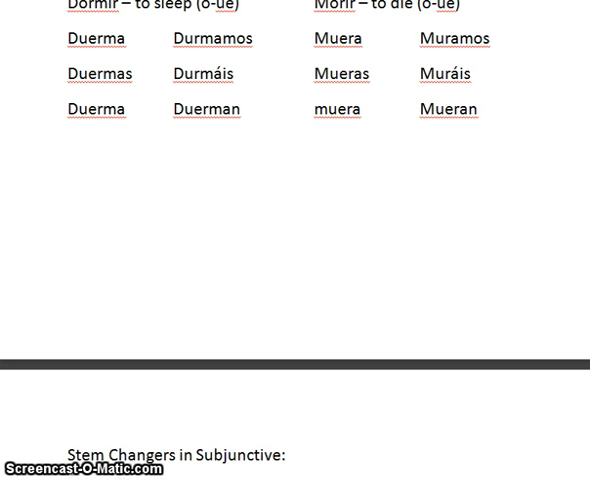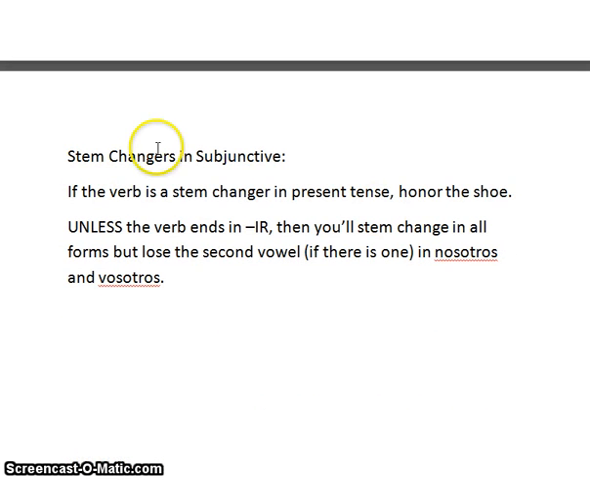I'm going to scroll this down so that we can see it all on one page. Okay, so stem changers in subjunctive. If the verb is a stem changer in present tense, you honor the shoe. That means you leave out nosotros, vosotros, right? Unless the verb ends in IR, then you'll stem change in all forms but lose the second vowel if there is one in nosotros and vosotros.